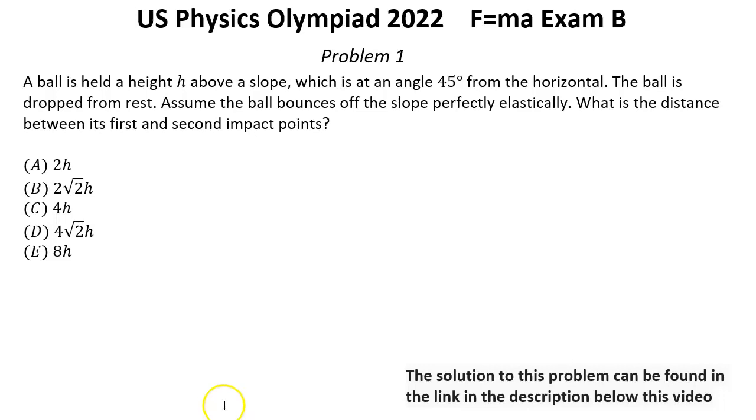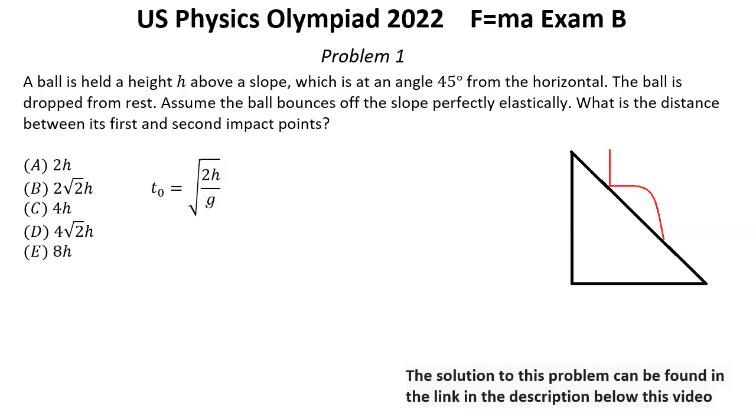Solution for problem number 1. First, let's draw the picture. From this picture we can see that the height is h, and for this height the first time to travel will be t0 equals the square root of 2h over g. It means that for the second impact it takes 2 times t0, which is 2 square roots of 2h over g. Now let's calculate the speed of this ball right before the first collision.